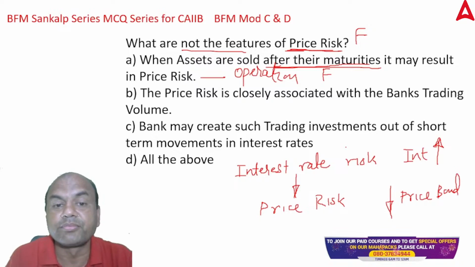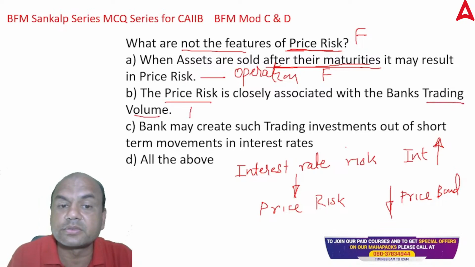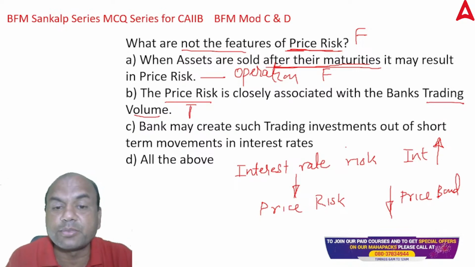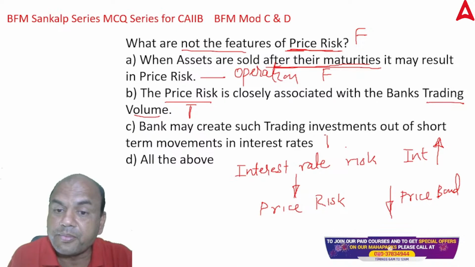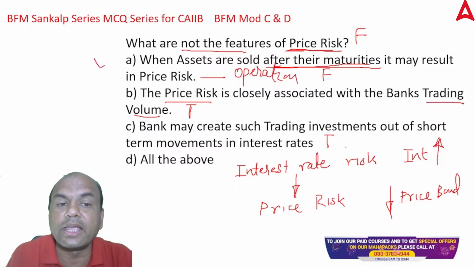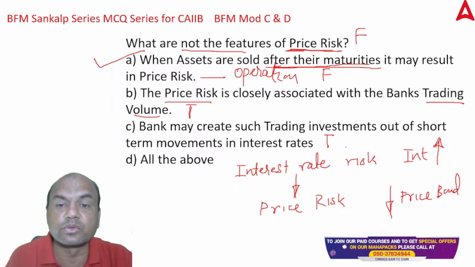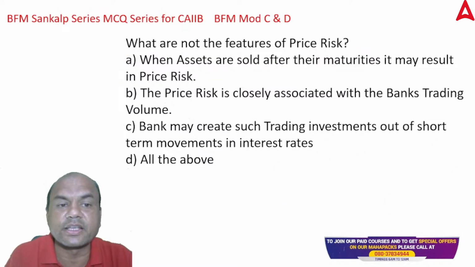What about the second one? The price risk is closely associated with banks' trading volume. That is true, because the more the trading volume, the more price risk I will have. Banks may create such trading investments out of short-term movements in the interest rates. So that is also true. I can create investments by the short-term movement. So this is true, but I want what? False. So only A is the answer. When assets are sold after the maturity, it may result in the price risk. Okay, I'll clear this board over here, so that you can watch it freely. So this answer is A over here.